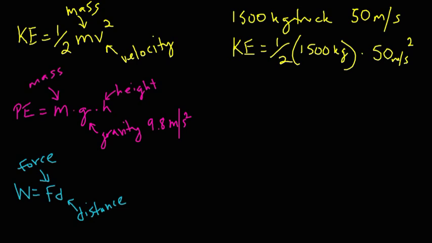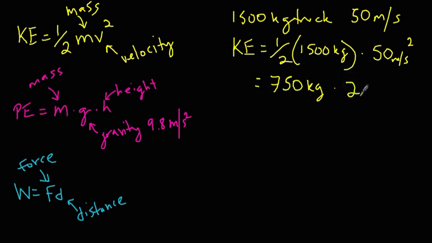So order of operations says that we should do parentheses first, right? So 1/2 of 1,500 kilograms, that's going to be 750. We're going to keep the kilograms. And then we go to exponent. So 50 squared. Well, 50 times 50, that's 2,500.